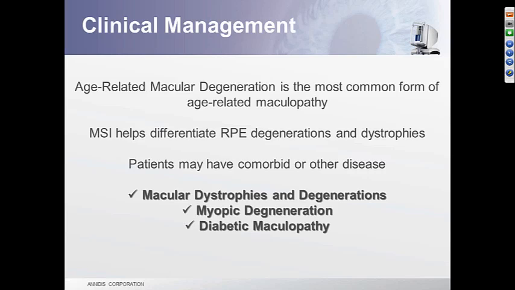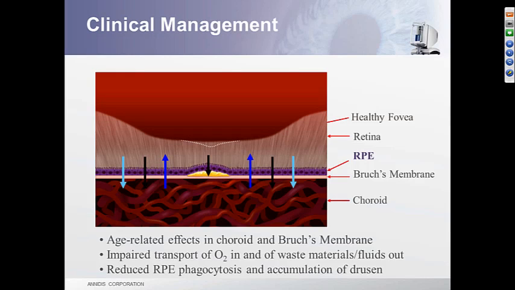But keep in mind, you can also have patients with comorbid disease, and the most common comorbid RPE disruptive degenerations, if you will, are myopic degeneration and diabetic retinopathy, or blood flow to the RPE.